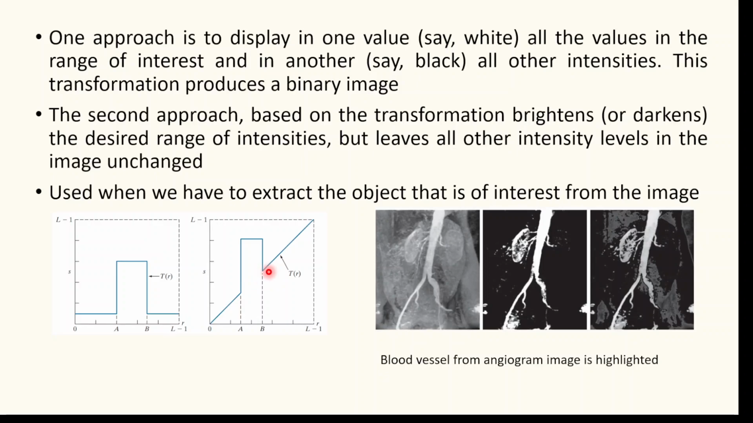Now we can see in this graphical representation, whatever is within the range of A to B, contrast stretching is applied here, or you're increasing the contrast of these particular pixels between the range of A and B, whereas all those pixels outside this range remain as they are. And the output of the second case is shown here. Now this is specifically used when we want to extract the object that is of interest from the image.